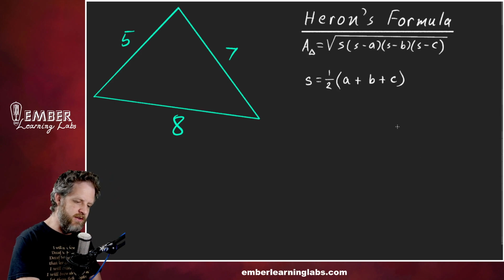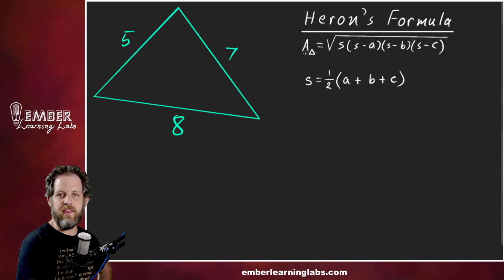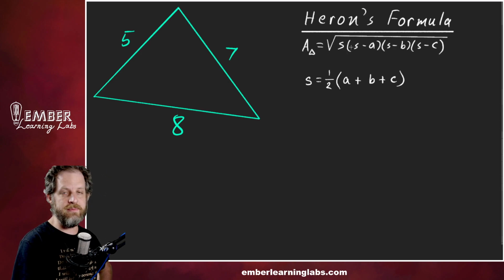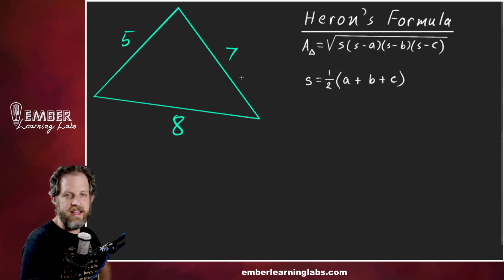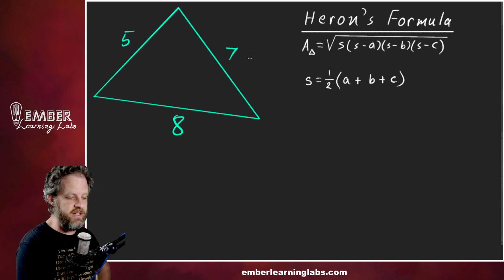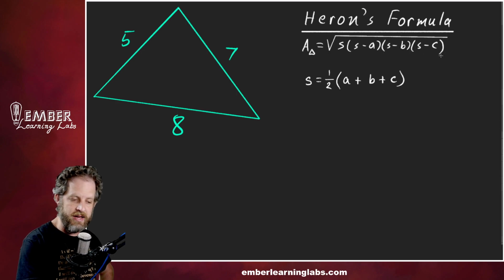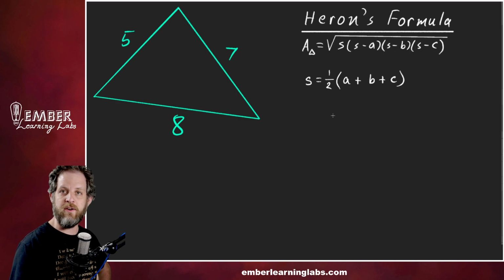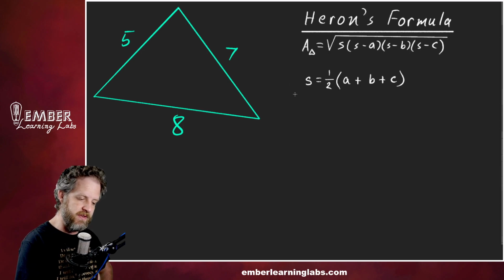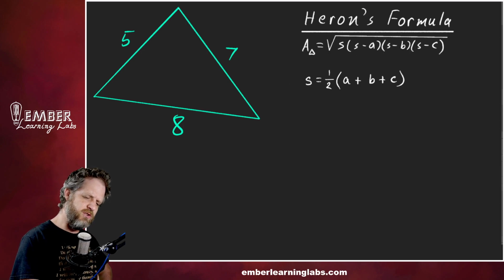There we go. Heron's formula is: the area of the triangle is the square root of S times S minus A, where A is side A, times S minus B, the next side, times S minus C, the third side. And S, you already have in your notes, is 1/2 times the sum of the sides. So let's do that with this example over here.